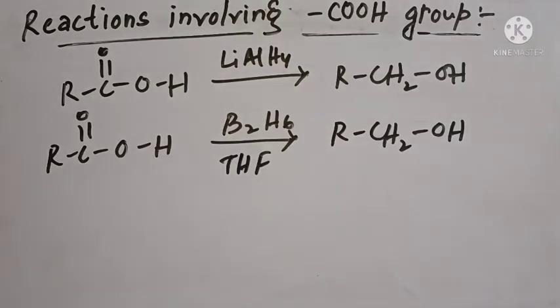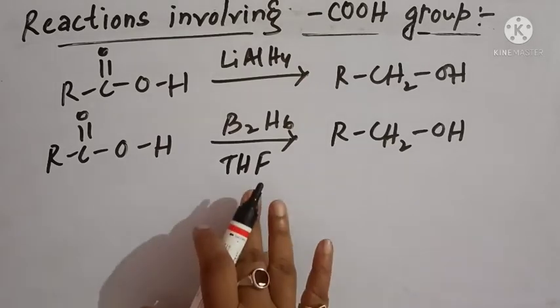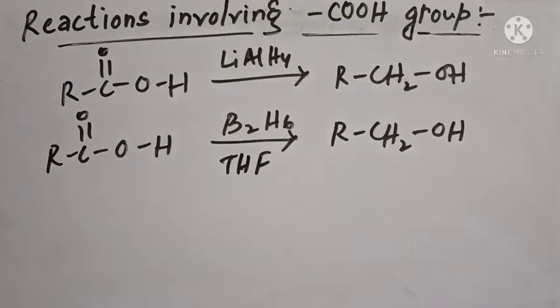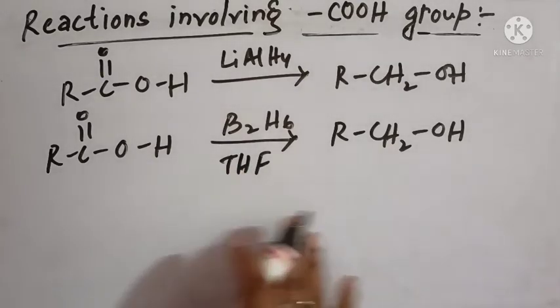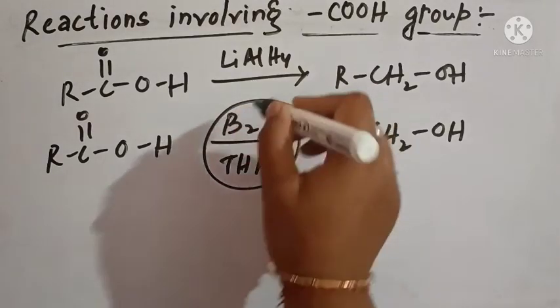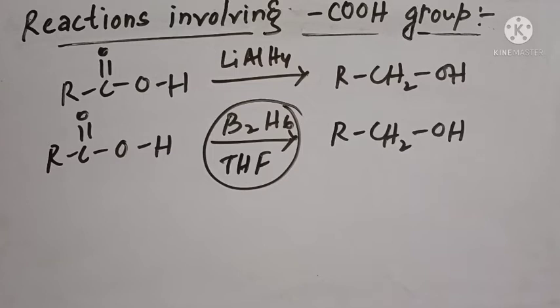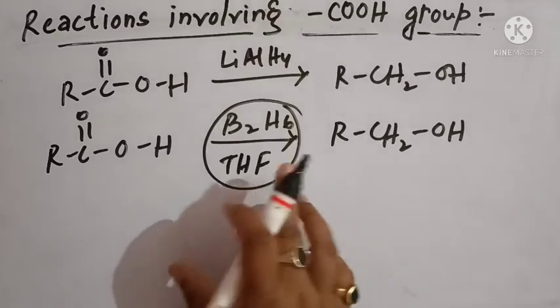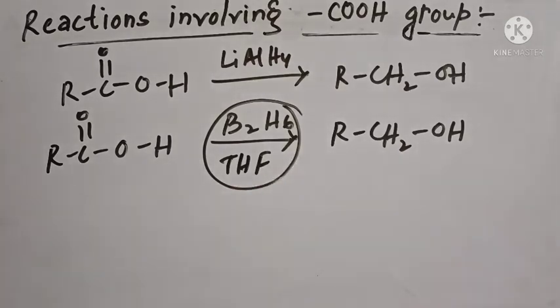Among the different reducing agents, for example B2H6, the diborane, in presence of tetrahydrofuran as a solvent forms a complex which will reduce the carboxylic acid to the corresponding alcohol. But this diborane complex is not able to reduce the ester group, the nitro group or the halo group from the compound. So we can use this reducing agent for selective reduction.